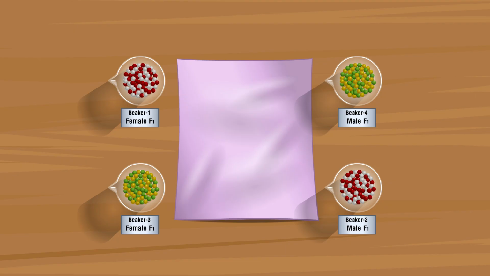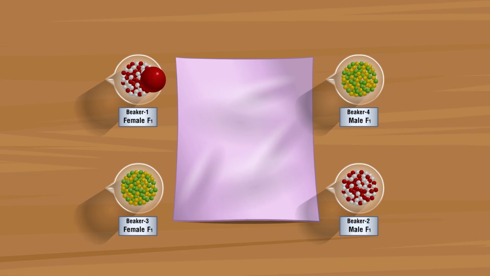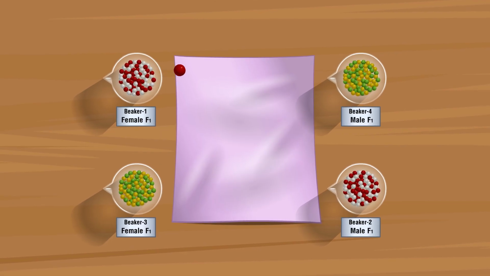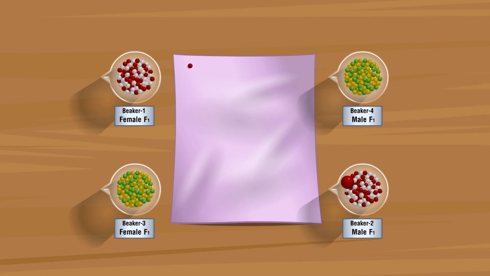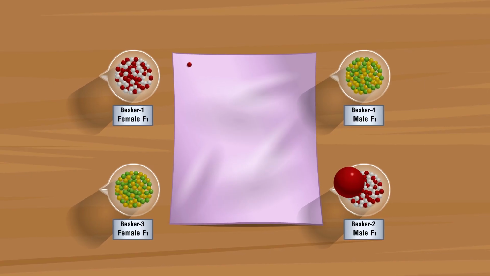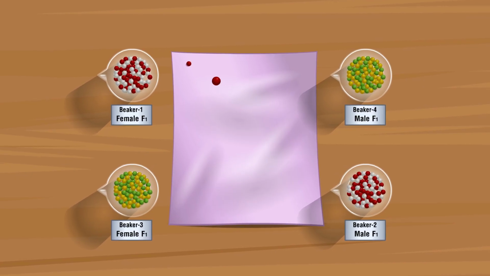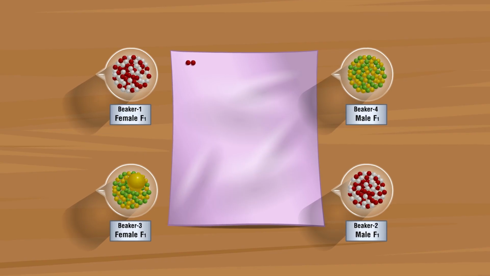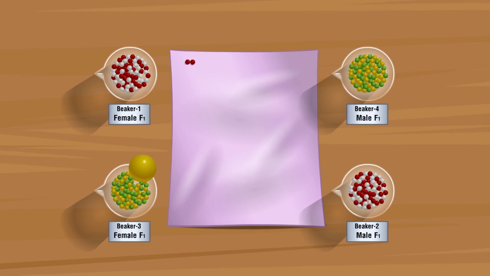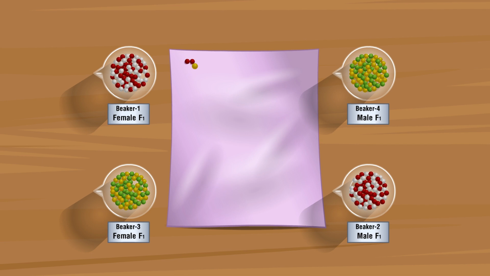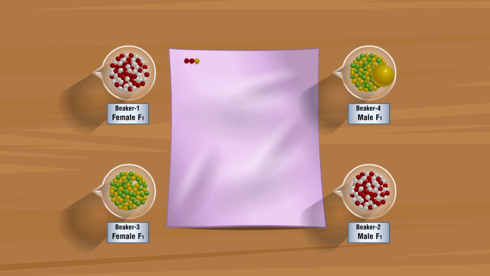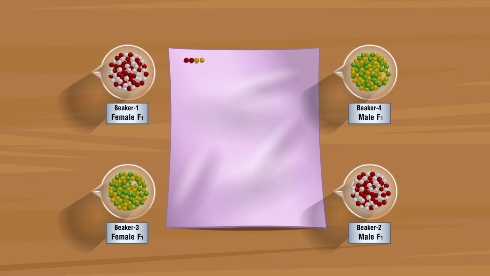Keep your eyes closed. Now take a bead from beaker 1 female F1 and place it on the towel. Take another bead from beaker 2 male F1, place it together, and take a bead from beaker 3 female F1 and take a bead from beaker 4 male F1 and place it with the other pair.